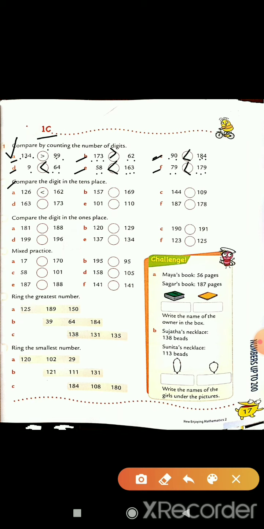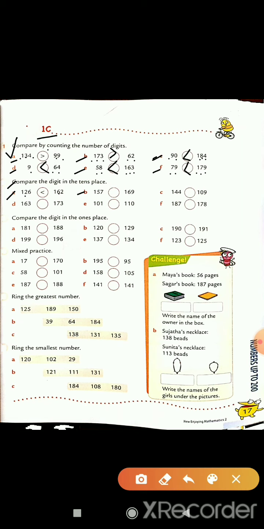Next, compare the digits in the tens place. Now here we have to compare the digits in the tens place. A. 126, 162. What is there in the tens place? In 126, 2 is there, and in 162, 6 is there. So 6 is greater than 2. So 162 will be greater than 126.